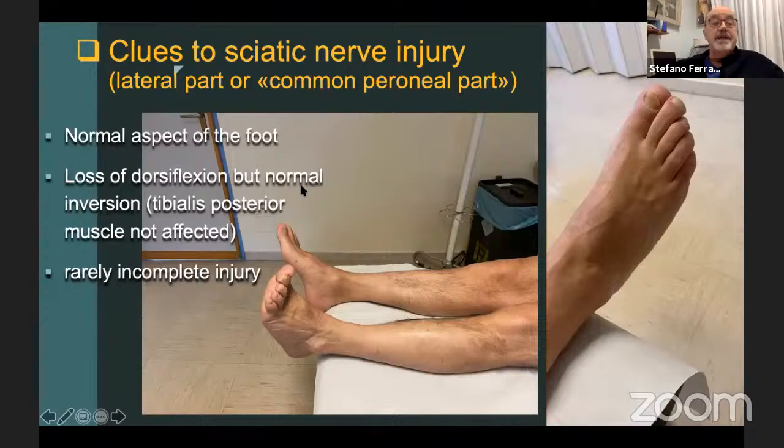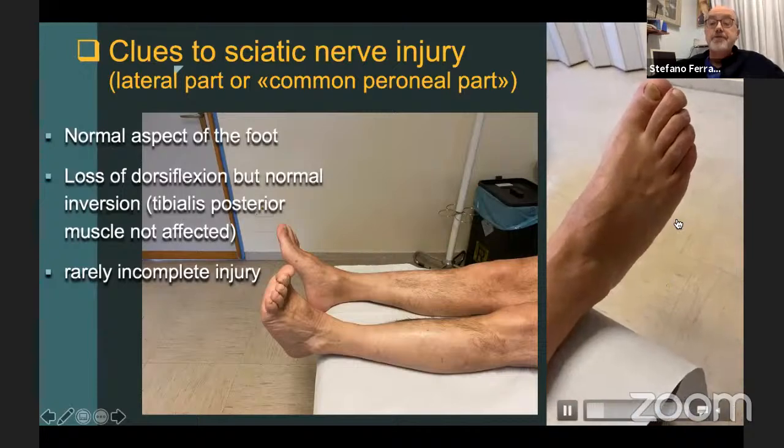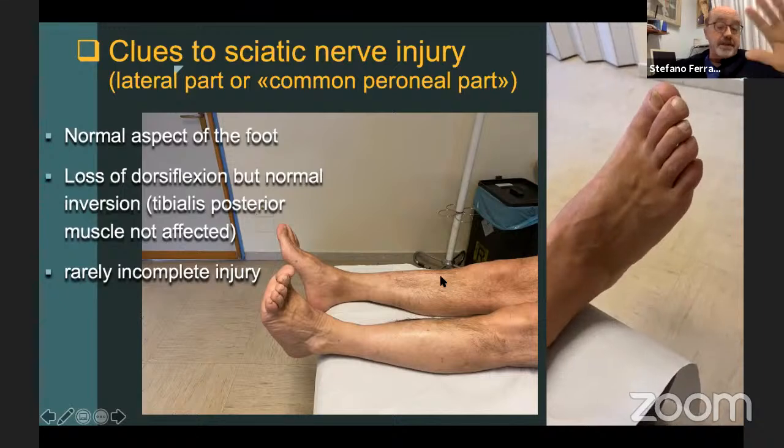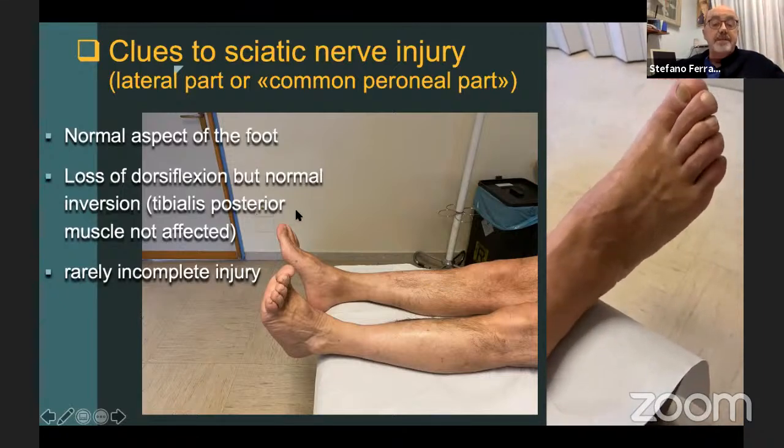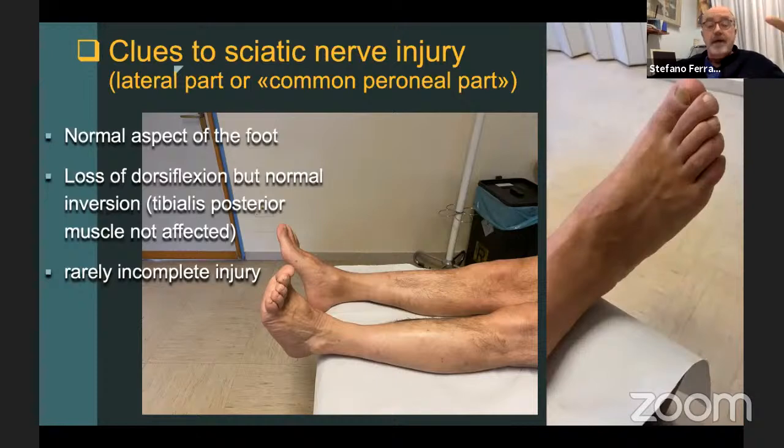Clues of a simple sciatic nerve injury: a normal aspect of the foot. You have, of course, the palsy. Rarely you may have an incomplete injury. This is very rare, but it can happen. And normally you have a tibialis posterior which is strong, has a good inversion, scores M4 or M5, and is suitable for a tendon transfer.